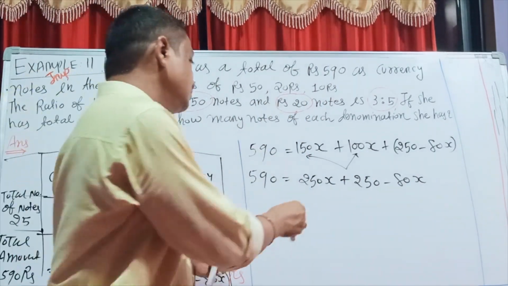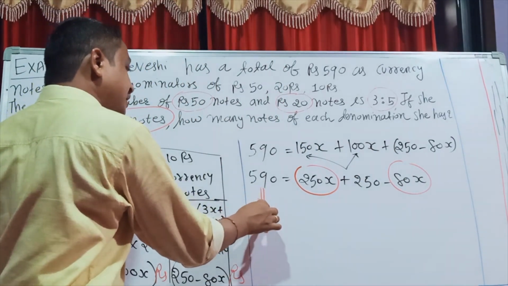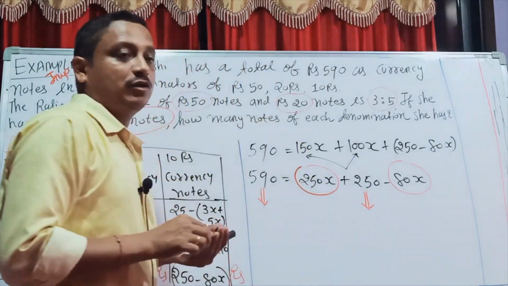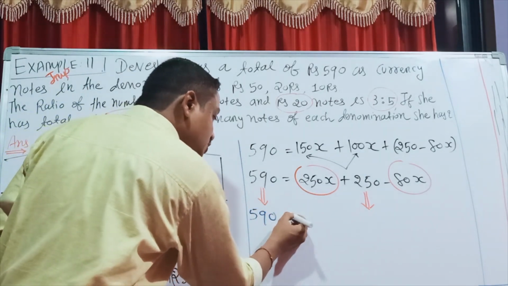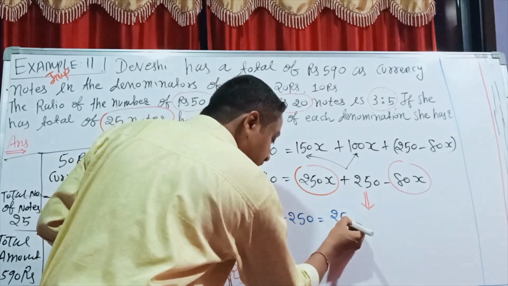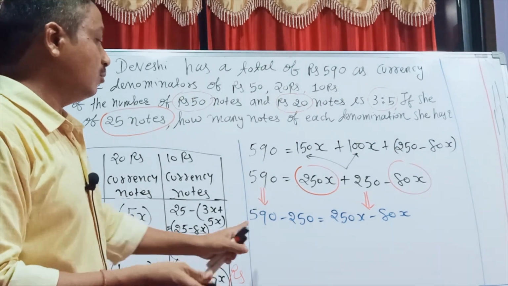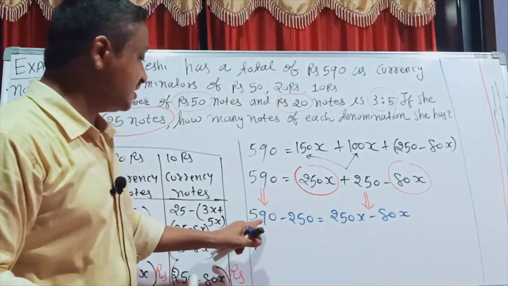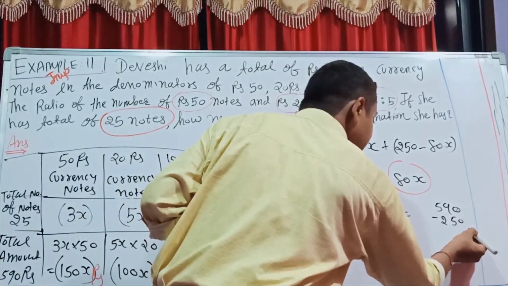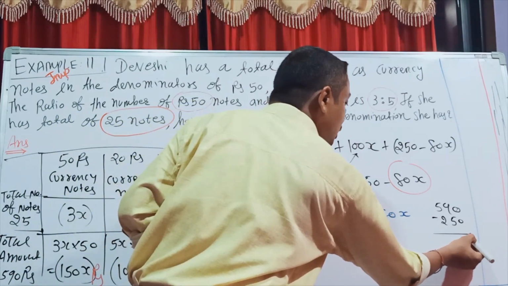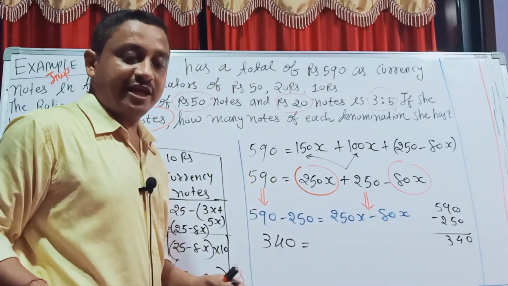Students, now what are the like terms? Yes, this x value and this x value are like terms. And constant value and constant value, these two are also like terms. So now I take 590 minus 250 on one side, and here 250x minus 80x on one side, and follow both of the subtractions one by one. Students, I first subtract 590 minus 250. How much is it? Yes, 0, 4 and 3. It is 340.